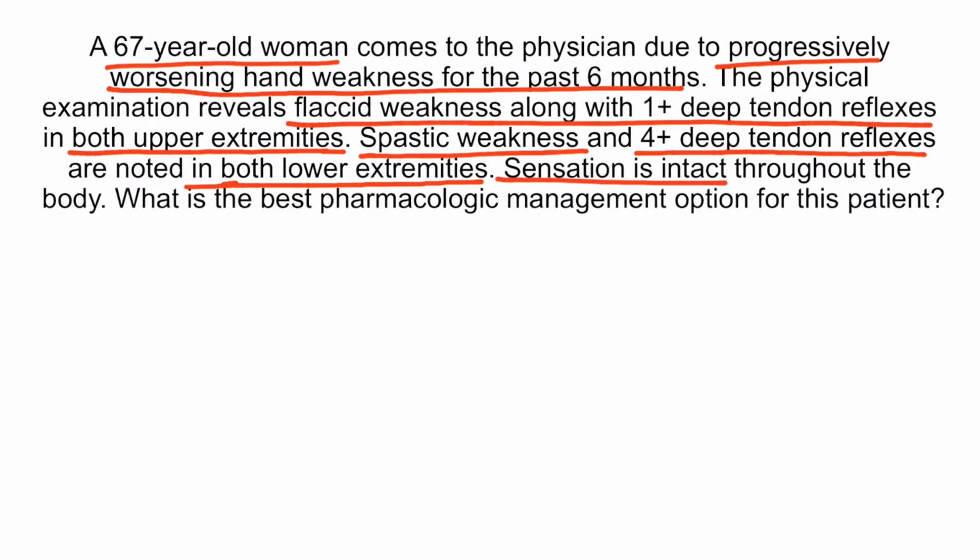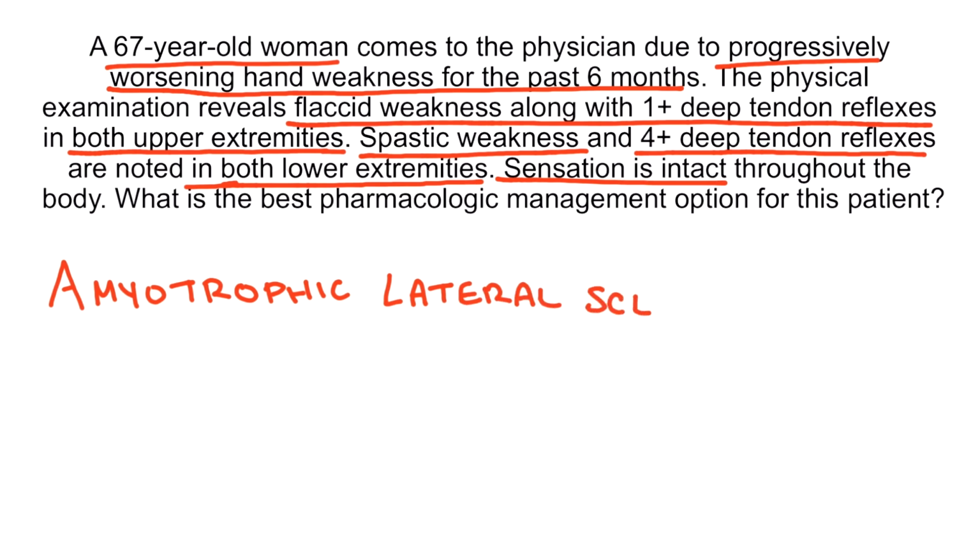Lower motor neuron signs in the upper extremities, upper motor neuron signs in the lower extremities, and intact sensation are consistent with the diagnosis of amyotrophic lateral sclerosis. The best pharmacologic management option for this patient is riluzole, which slows down the neuronal degeneration and prolongs survival.